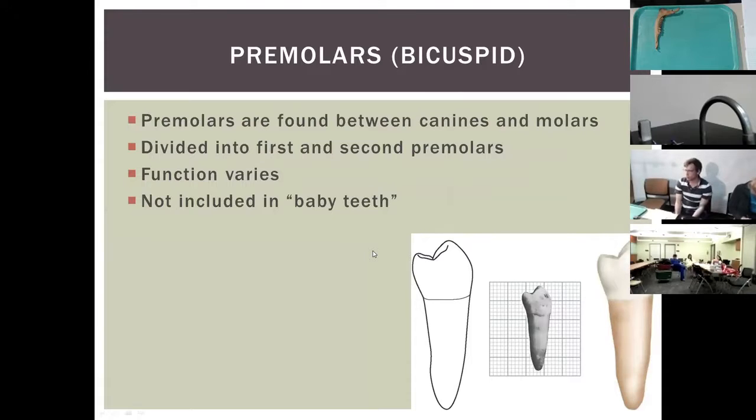After the canines, you have premolars. Now, premolars are called bicuspids because there's two cusps. So canines only have one cusp, they're called cuspids. Premolars are right after the canines, and they're called bicuspids. And you have two sets on each side and on top and bottom. So you have 8 total premolars. The function varies because they're kind of a hybrid between a molar and a canine, and they're not included in baby teeth. So young kids do not have any premolars. And you can see in this picture that there's 2 elevations. Those are the cusps.